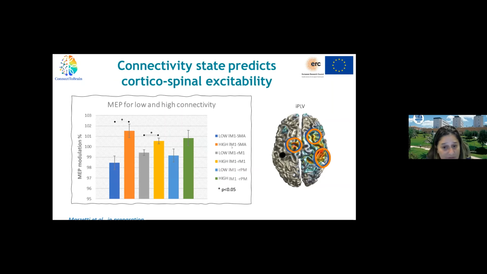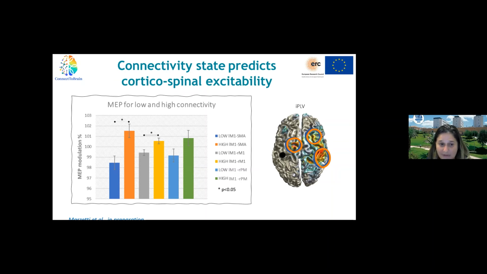This is true not only for the connectivity between left M1 and SMA, but it's true also for the connectivity between left and right M1, with actual statistical significance. You can also see a tendency if you look at the connectivity between the left motor cortex and the right premotor cortex, although this did not reach significance, at least with our sample, which is not large, although the number of trials is very high for each subject.